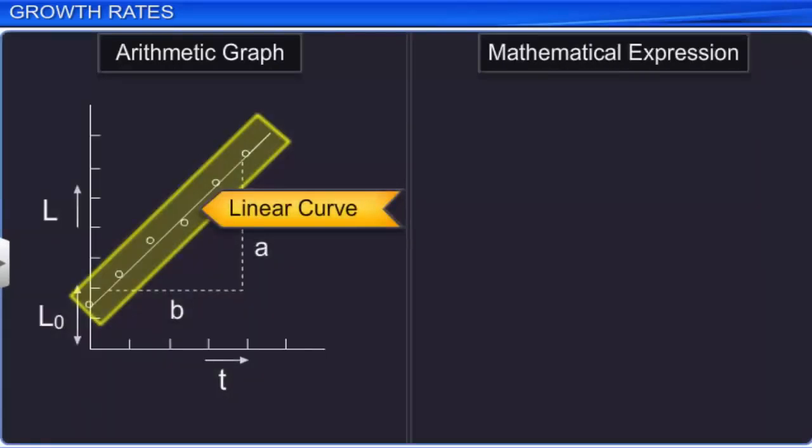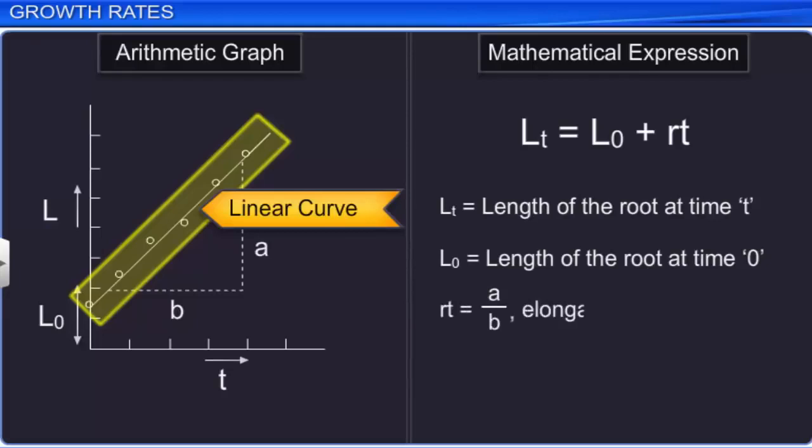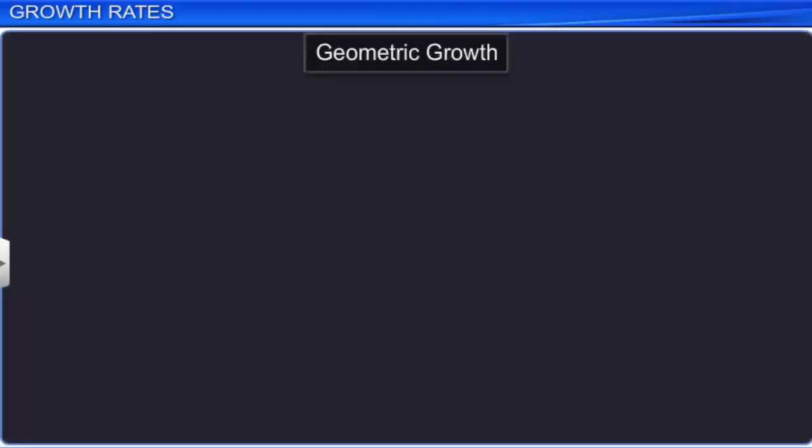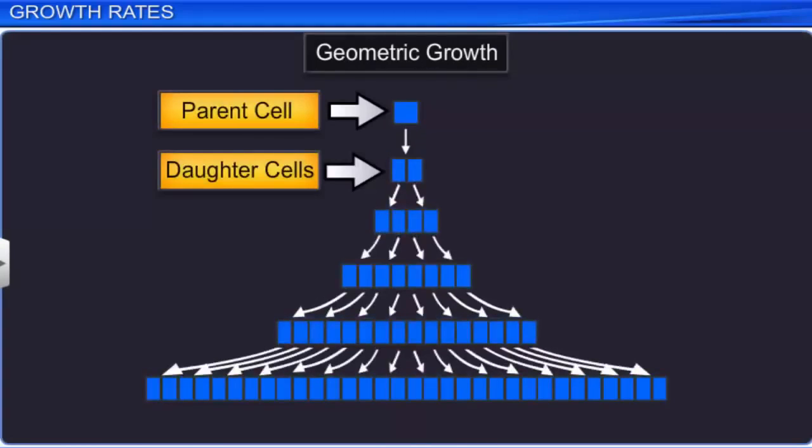Arithmetic growth can be expressed mathematically as LT equals L0 plus RT, where LT equals length of the root at time t, L0 equals length of the root at time 0, and RT equals A upon B, which is elongation of the root per unit time or growth rate. Geometric growth, on the other hand, refers to the division of both daughter cells obtained during mitosis.